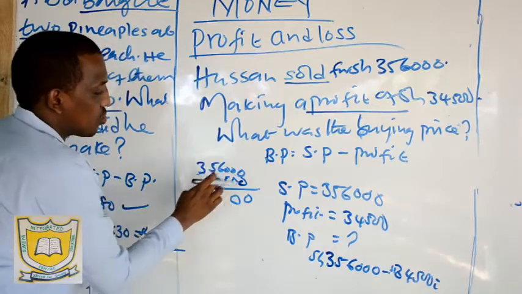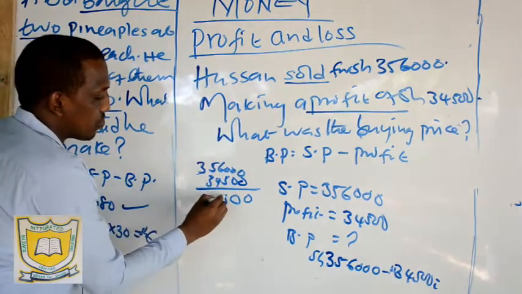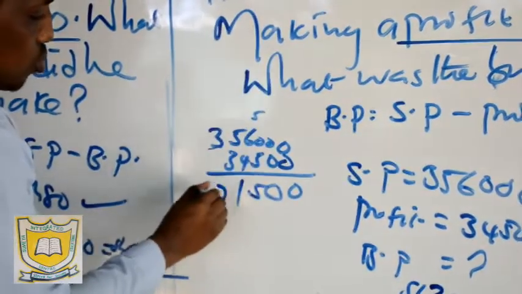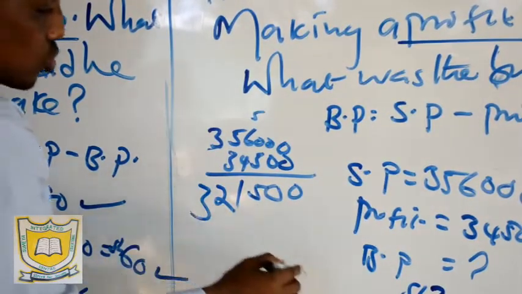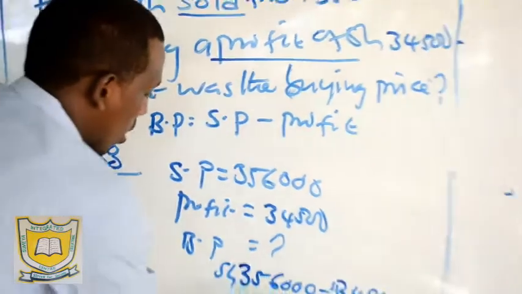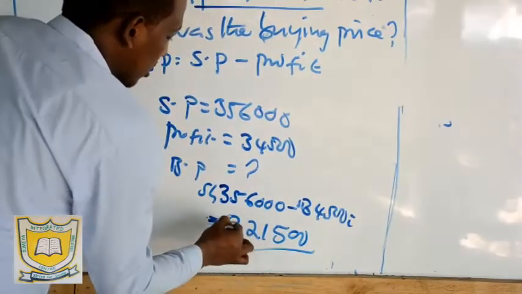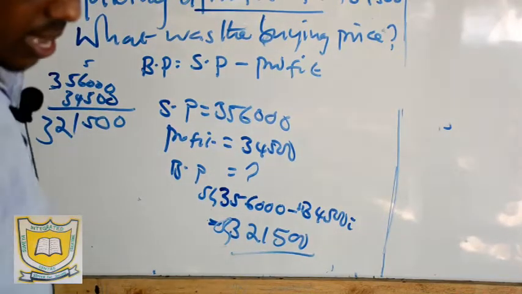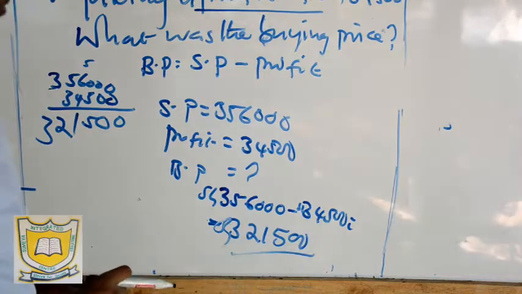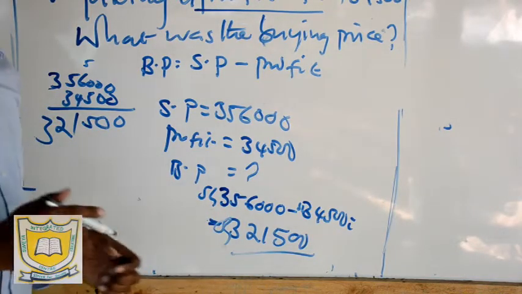0, 0. We borrow 1 from here. Here remains with 5. This is 1, this is 2, this is 3. So which is equal to 32,500 shillings. That is how we get that answer, 32,500 shillings.